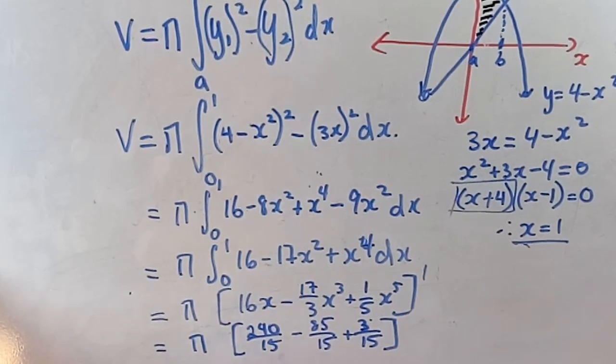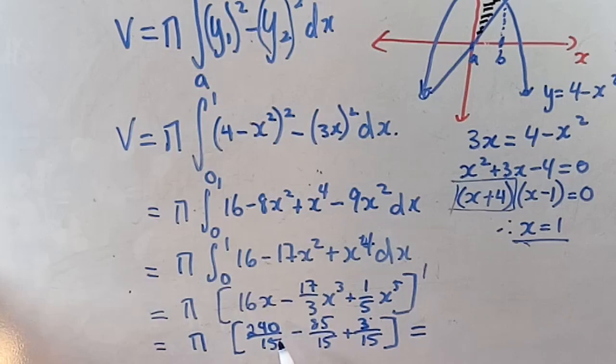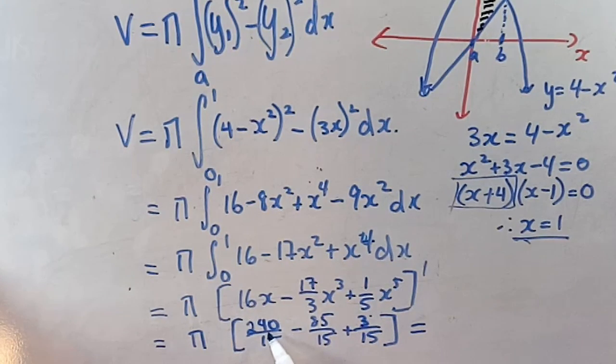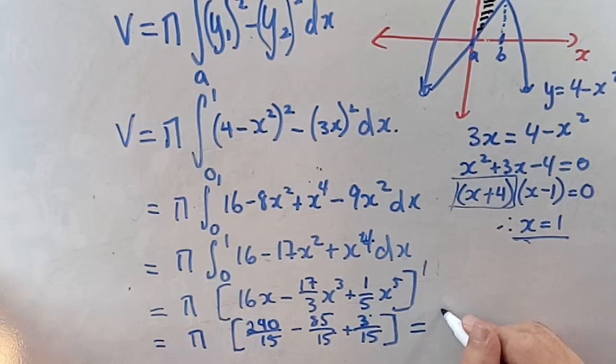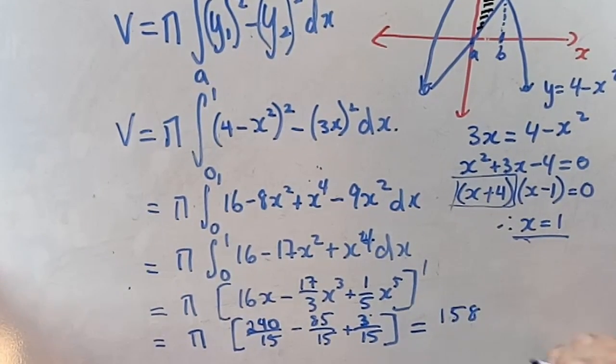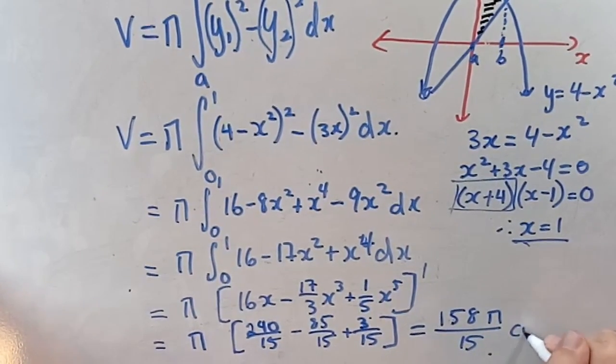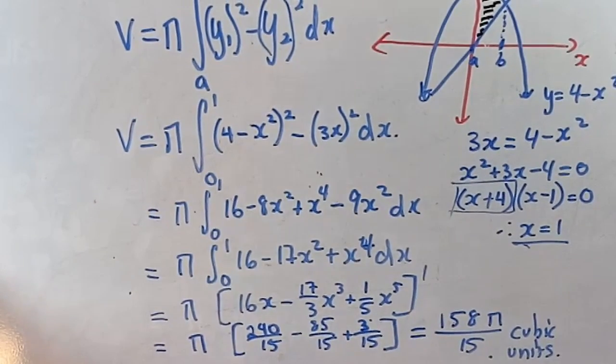Okay, so what's that equal to? I'll just put it over here. That equals 240 minus 85, plus 3. 240 minus 80 is 160, so 158 pi on 15 cubic units. Okay, and we're done.